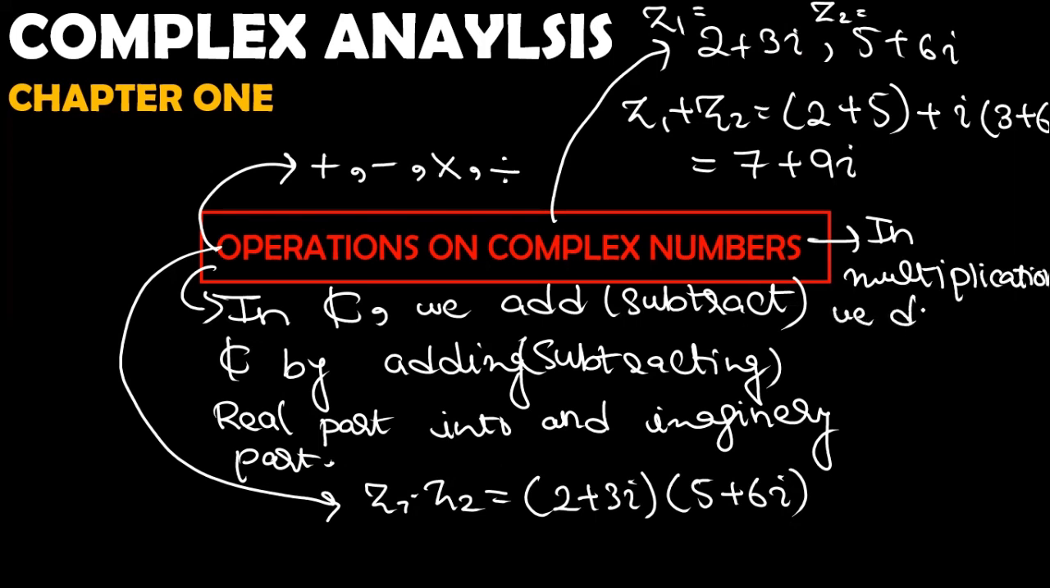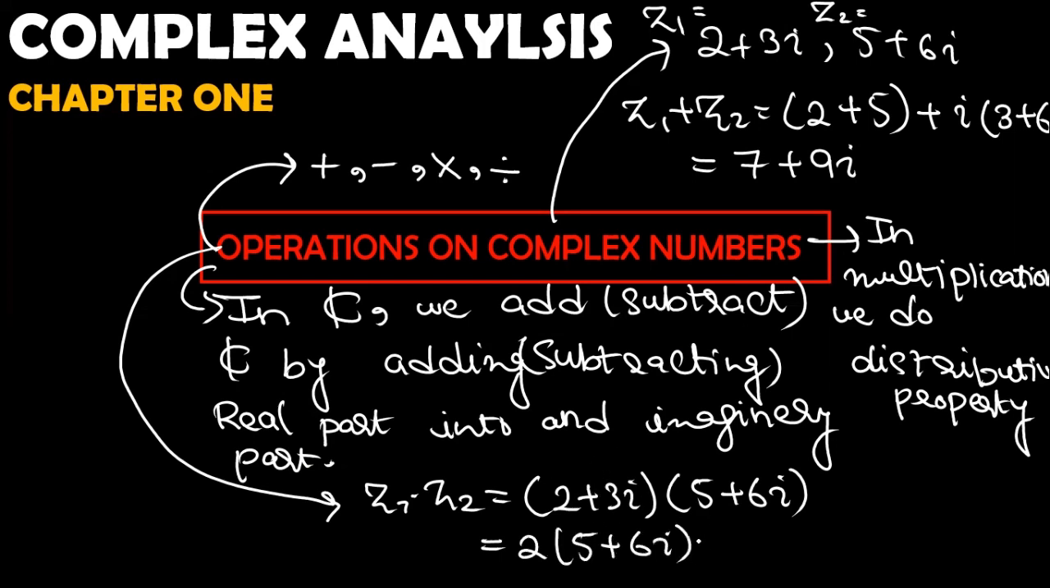we apply the distributive property. Remember that in multiplication of complex numbers, we use the distributive property. It means we will distribute the first bracket into the second. So 2 into 5 plus 6 iota plus 3 iota into 5 plus 6 iota. Okay, so we will get 10, 12 iota and 15 iota together becomes 27 iota, plus we get 18 iota square.